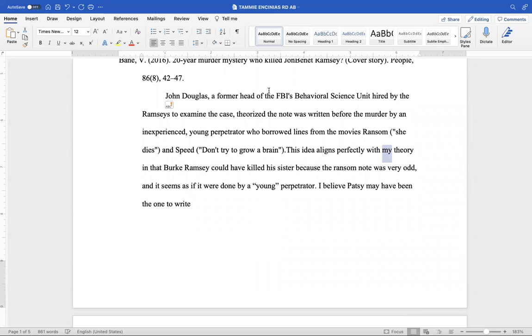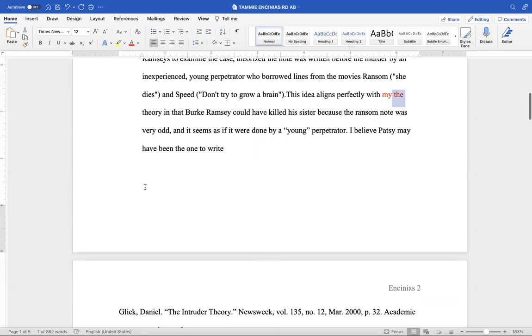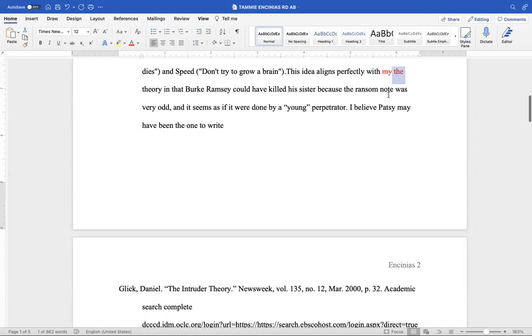Take out anything that has first person. You could just as easily say perfectly with the theory. You don't say, I know it's your opinion because your name is in it. I believe nobody, no, you've got to take that out. Just leave it the way it is. Patsy Ramsey may have been the one to write, and I don't know what you meant, right? What?